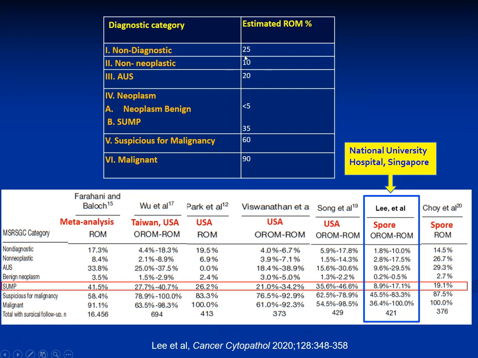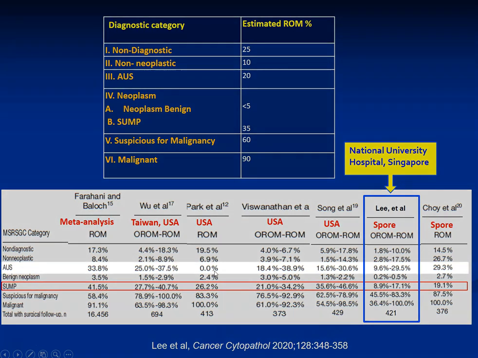So I have presented here the estimated risk that had been included in the Milan System book, and we can actually compare these figures. I want you to pay special attention to the AUS category as well as the SUMP category. And we can compare these figures with actual studies. There have been meta-analyses that show a malignancy risk in AUS of about 34%, and some about 41%. So slightly different in AUS compared to the original estimated risk in Milan.